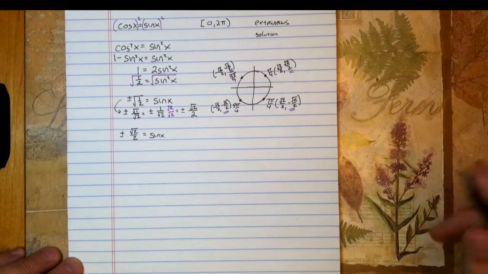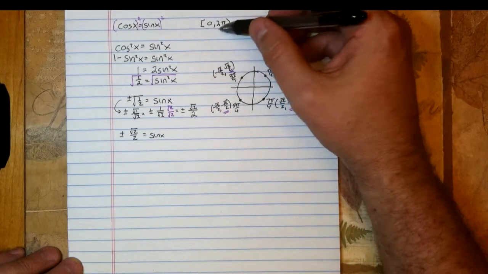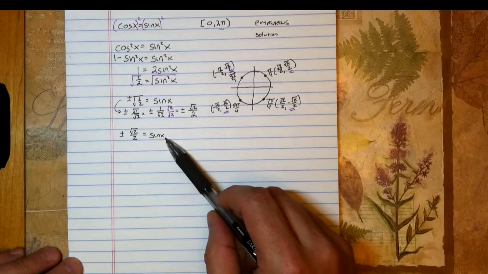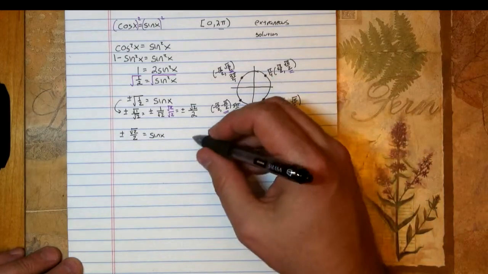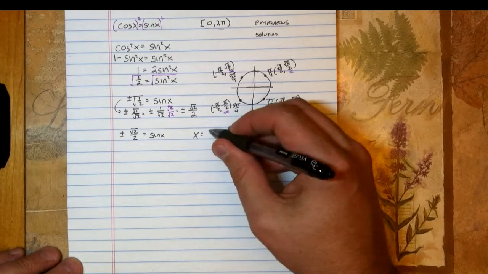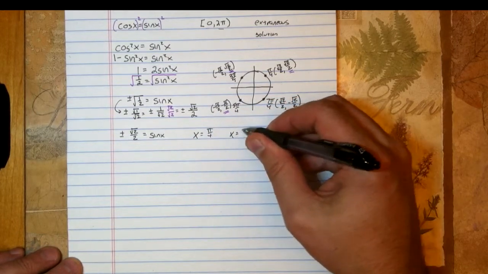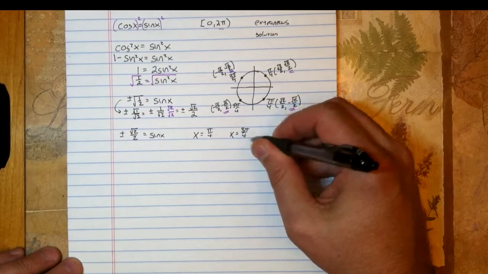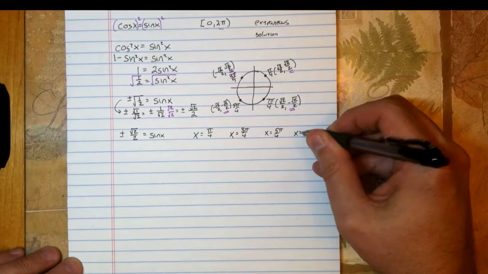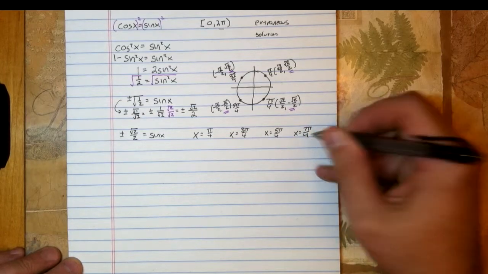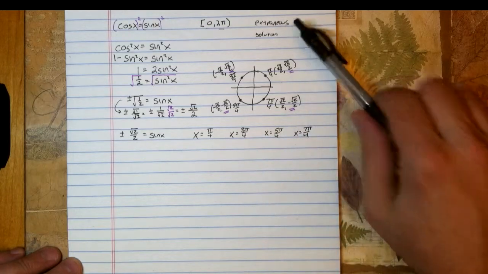All right, now I seem to have 4 solutions between 0 and 2 pi where the sine is equal to plus or minus square root 2 over 2. So let's list out those potential solutions I have here: x equals pi over 4, x equals 3 pi over 4, x equals 5 pi over 4, and x equals 7 pi over 4. Now I need to check each of these to see if it's extraneous or not.